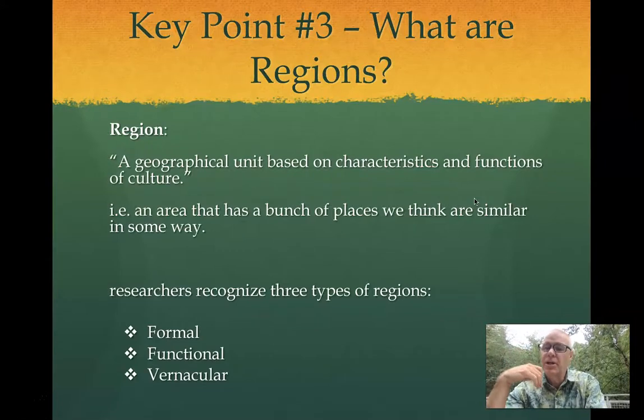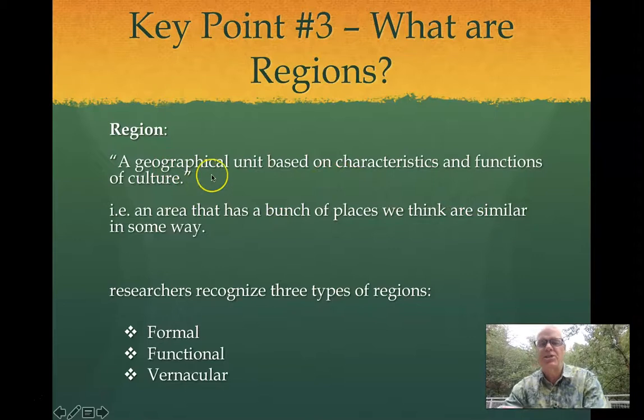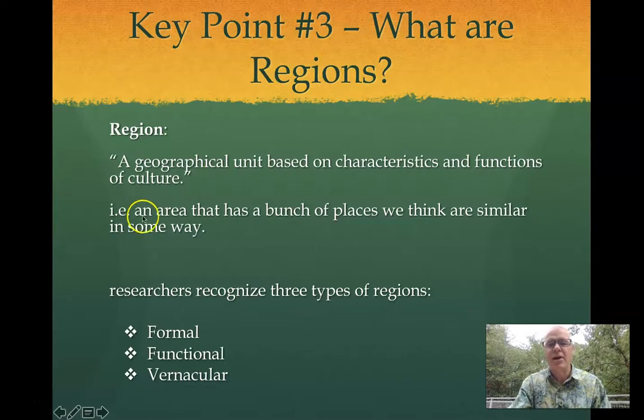One of the things when we're studying places that researchers like to do is to group places based on some sort of similarity. And you get what are sometimes called regions, right? A region is essentially a geographical unit based on characteristics and functions of culture. That's the fancy definition from the book. An easier way to think about this is it's an area that has a bunch of places that we think are similar in some way.